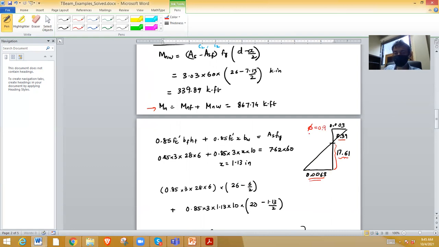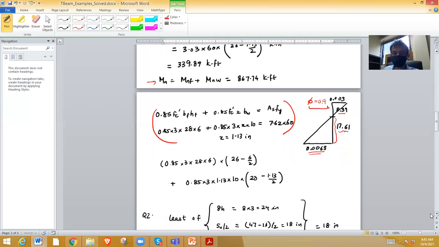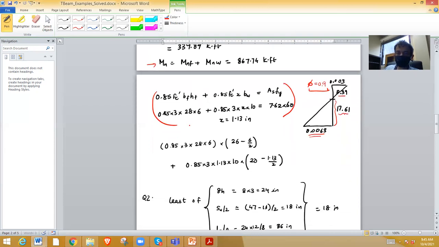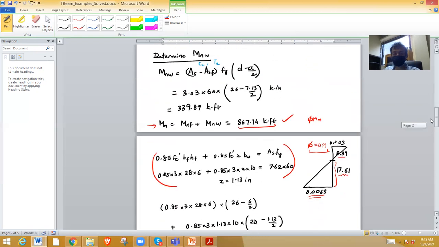Like I mentioned earlier, almost always in T-beams, you will get phi value 0.9. Okay. This part you can ignore. I did some other confirmation. Okay. So this is our nominal moment capacity we have found. And design moment capacity will be 0.9 times Mn. So that is our answer. That's how we find the moment capacity. That is the analysis problem.